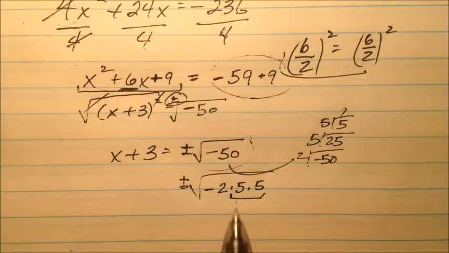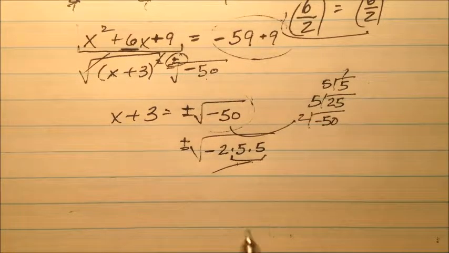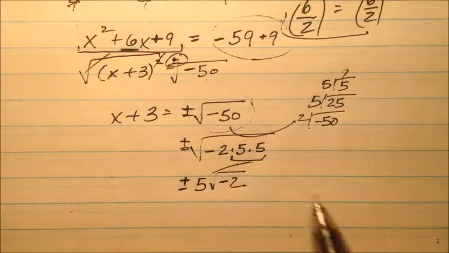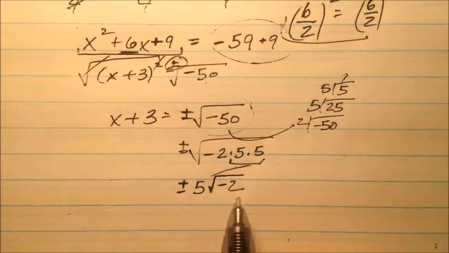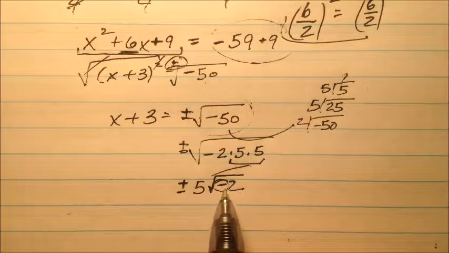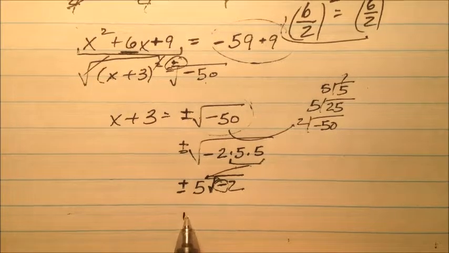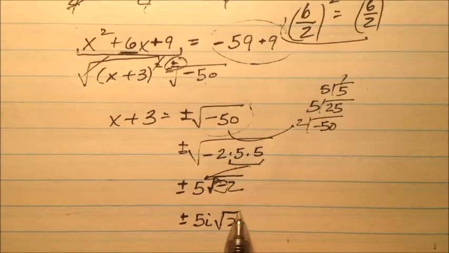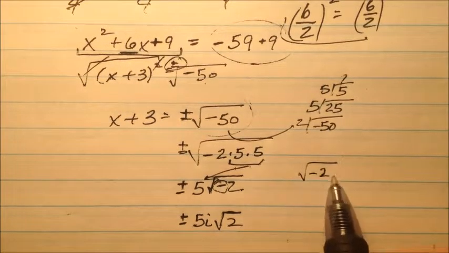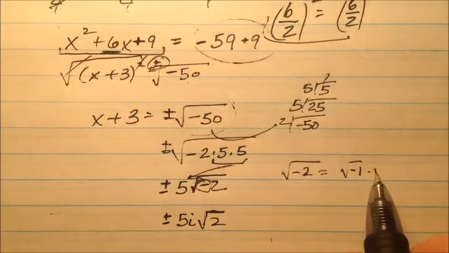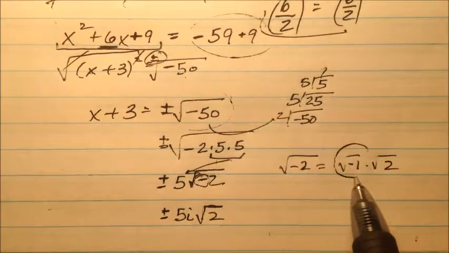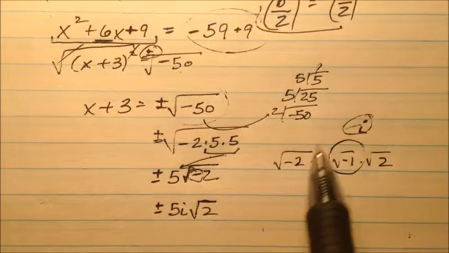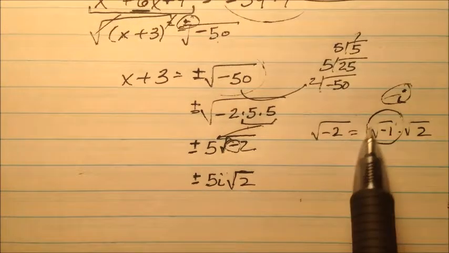We still have a pair of 5s that we can bring out, so don't let that negative get you down. So what happens is this is plus or minus 5 times the square root of negative 2. Well, if you recall, the square root of a negative right here, we can get rid of the negative by bringing it out and putting an i. So plus or minus 5i radical 2, because this radical negative 2 can be written as the square root of negative 1 times the square root of 2, but the square root of negative 1 is going to be our i, our little imaginary number there. So that's why this i comes out, because the negative comes out just like this negative square root of 1.